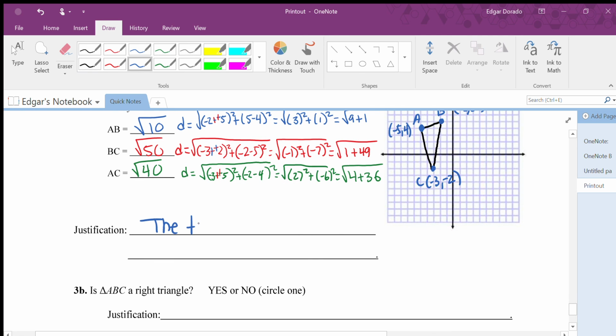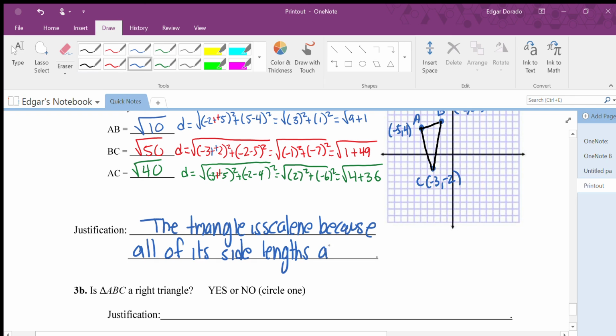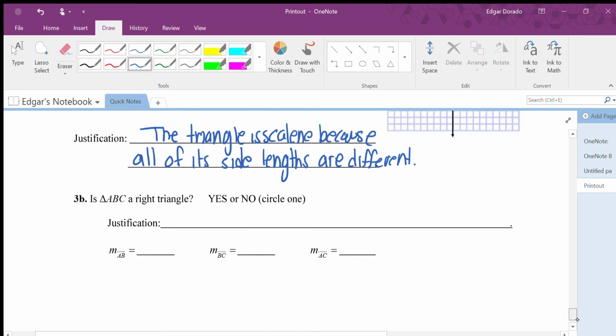The triangle is scalene because all of its side lengths are different. All right. None of them are congruent. They're all different. Okay. So let's move on to 3b.